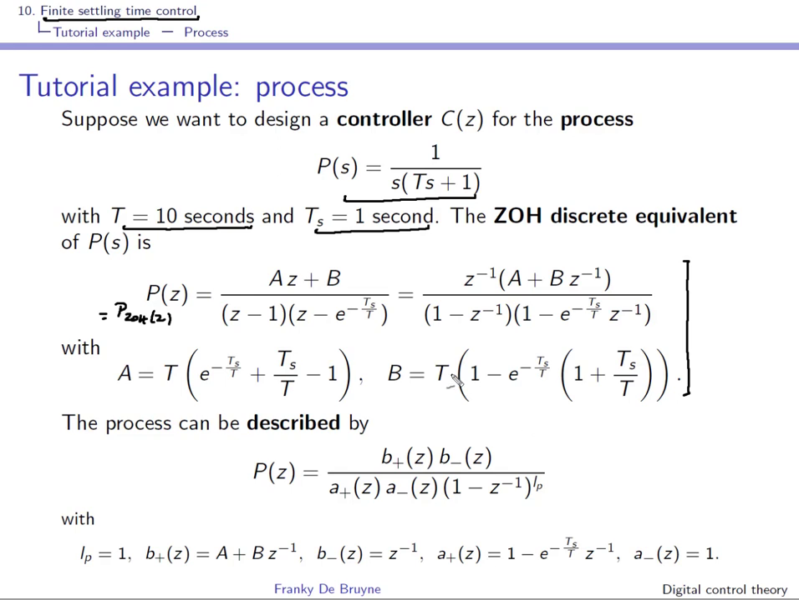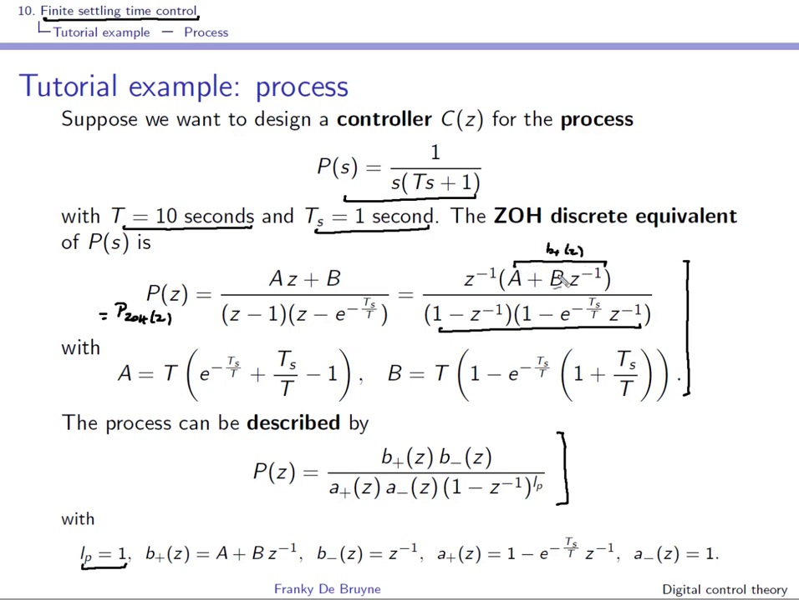Remember that to compute this finite settling time controller, we had taken this convention, and these are the quantities that we need, and now we have to equate this with what we see over here. We can see here that LP is equal to 1. There is one integrator in the system, so this will be B plus.